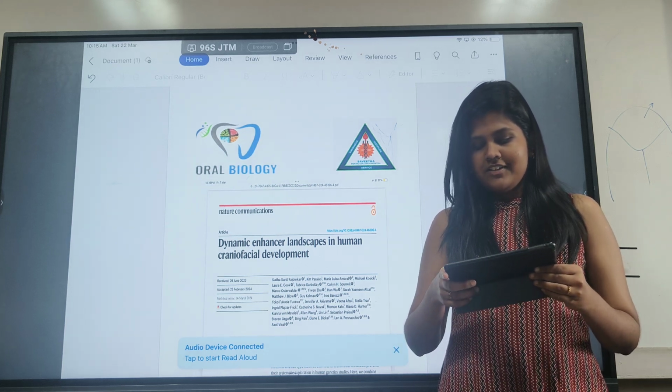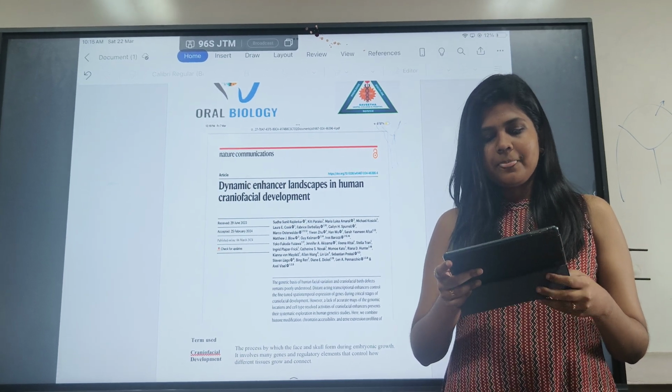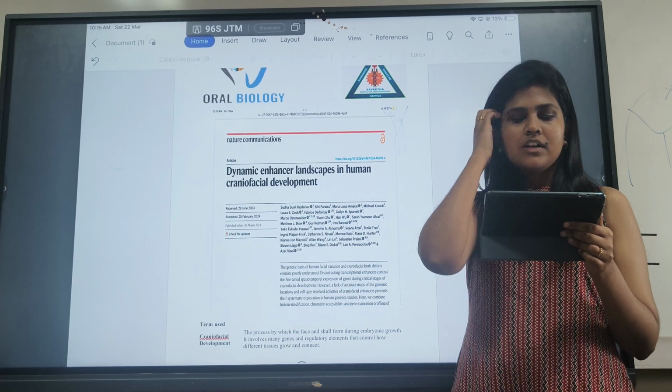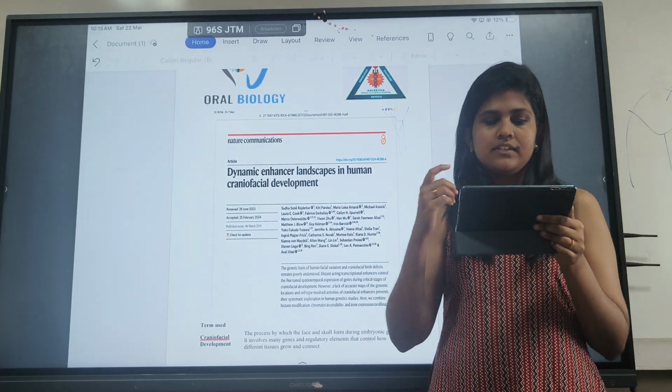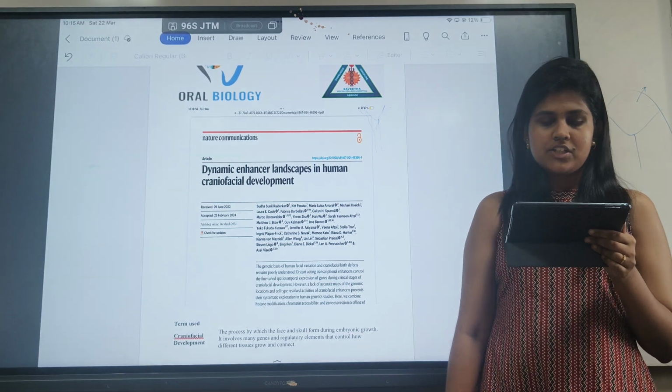So today's journal club discussion is about the dynamic enhancer landscapes in human craniofacial development. This was published in the journal Nature Communications in March 2024.